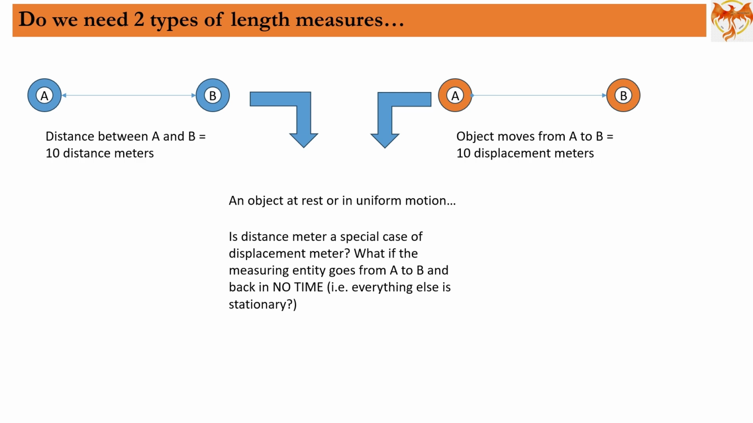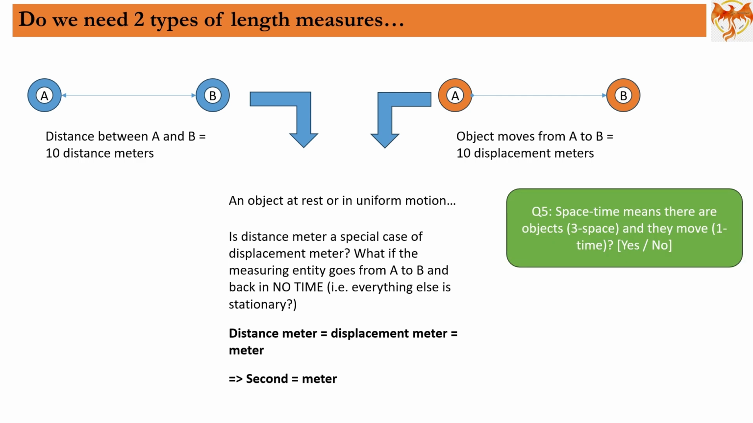So essentially, if the object goes from A to B and back in no time, which means nothing else in the universe is moving when this is moving, that makes the distance meter a special case of displacement meter, which means distance meter is equal to displacement meter is equal to meter. So we just need 1 meter to measure both of them. And that also means that measuring second is the same as measuring meter, because when we are measuring displacement, we are basically measuring distance.